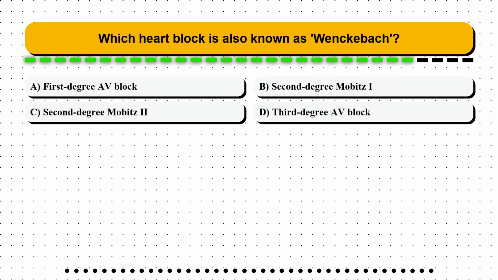Question 37. Which heart block is also known as Wenckebach? Option A. First-degree AV block. Option B. Second-degree Mobitz I. Option C. Second-degree Mobitz II. Option D. Third-degree AV block.